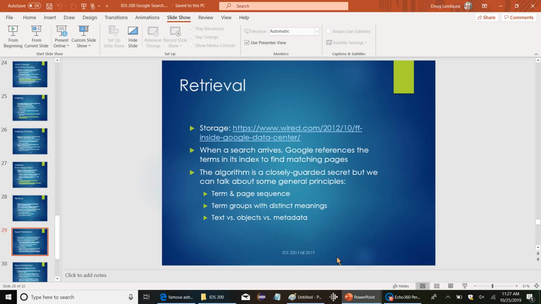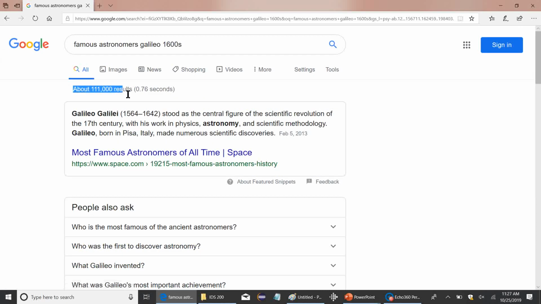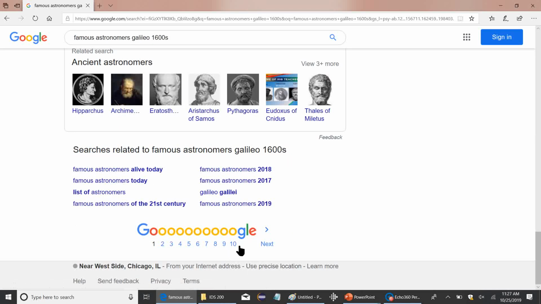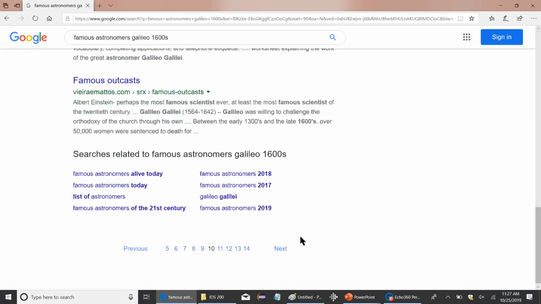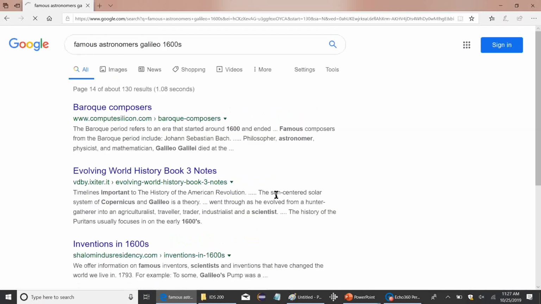Because if you do this kind of search, it says here you get 111,000 results, but you don't get all those pages. If we scroll down to the end here, we can see, in fact, we only have 130 results. So Google doesn't give us that whole 111,000 ever. They just give us a slice of them, actually about 0.1%.